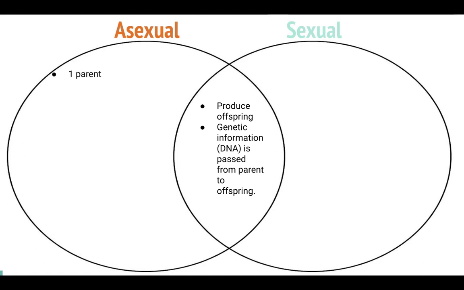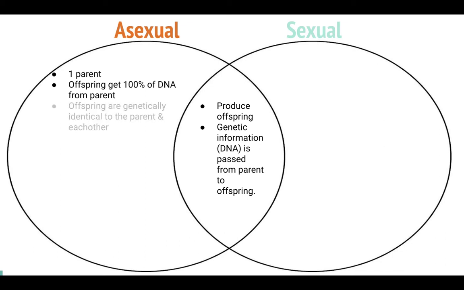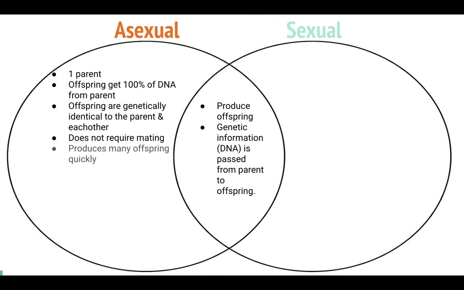Now, asexual reproduction only involves one parent. That means that the offspring will get 100% of their DNA from that one parent. So they will be genetically identical to the parent, and they will also be genetically identical to other offspring from the same parent. An advantage of asexual reproduction is that it does not require mating, so it can produce many offspring in a very short period of time.